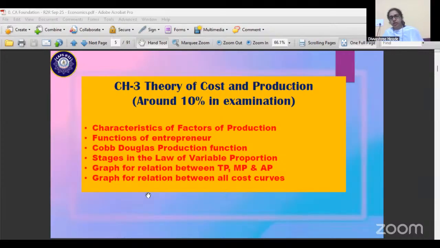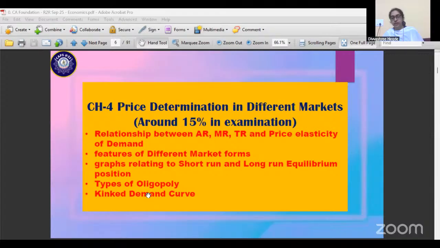So it talks about the factors of production, TP, AP, MP, the law, the cost concepts. Okay, and then we have chapter 4, 15% from this chapter. Do you remember while teaching this chapter I told you that it is very important from the examination point of view. So it talks about different types of market, TR, AR, MR, relationship between price elasticity of demand and the revenue concepts, features of different markets, long run, short run equilibrium.